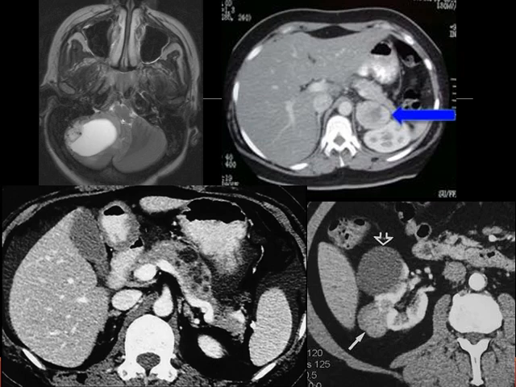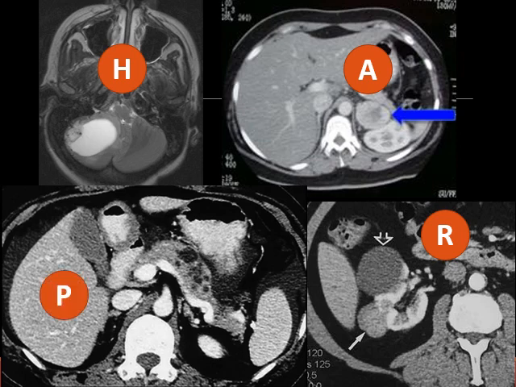Next, name that syndrome. Okay, here's the answer. We have a hemangioblastoma, cystic lesion with an enhancing nodule within the cerebellum is a hemangioblastoma. An adrenal pheochromocytoma. We have renal masses and renal cysts and multiple pancreatic masses. HARP was the acronym I gave you for von Hippel-Lindau. This is VHL. Let's move on.